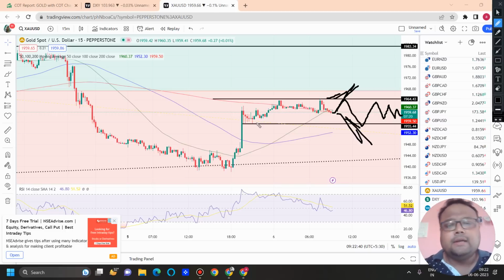But as I said, there is a high chance that a trend reversal may come very soon on the chart of gold. Maybe this week, next week, I don't know, but yes, there is a good chance.